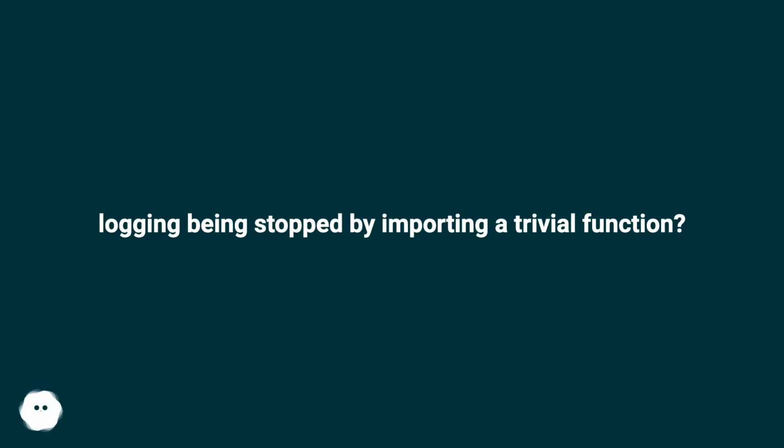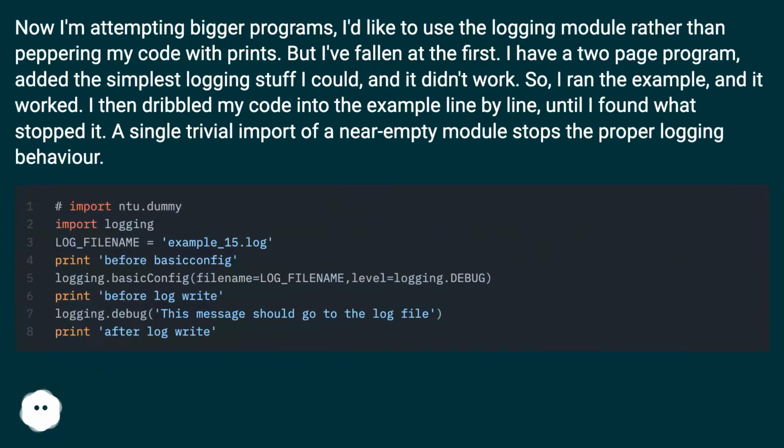Logging being stopped by importing a trivial function? Now I'm attempting bigger programs. I'd like to use the logging module rather than peppering my code with prints. But I've fallen at the first.